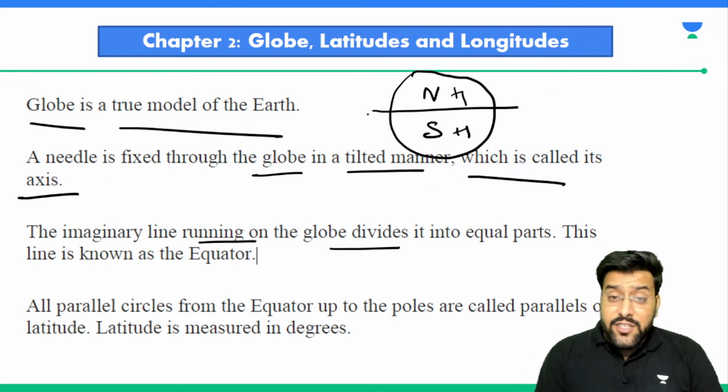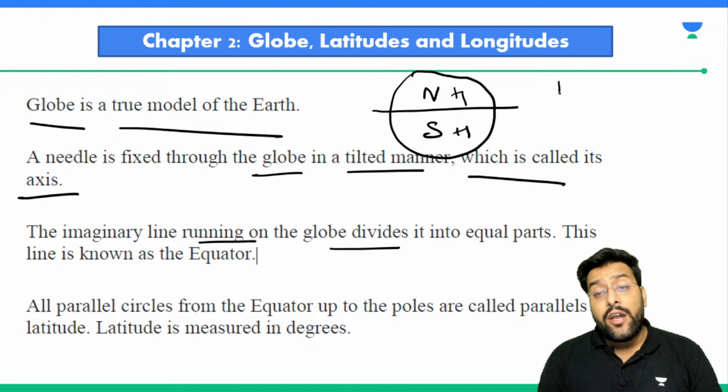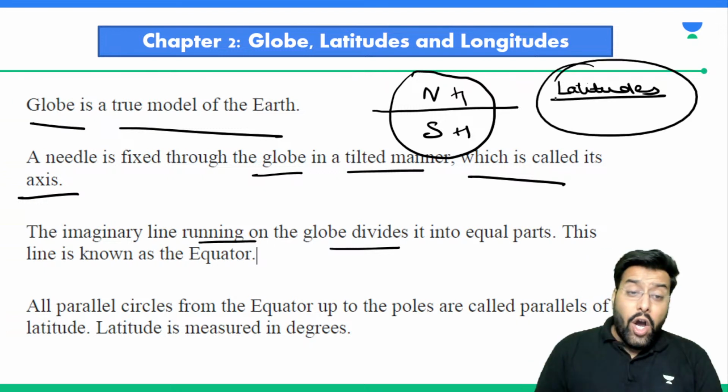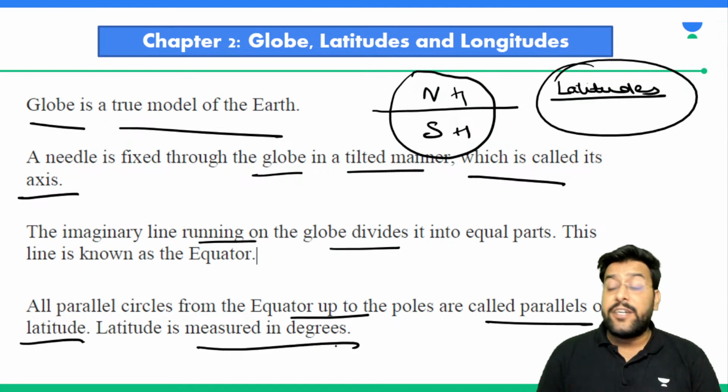And since it is going horizontally, all the lines that are going horizontally are known as what? They are known as latitudes. All parallel circles from the equator to the poles are called parallel latitudes. Latitude is measured in degrees.